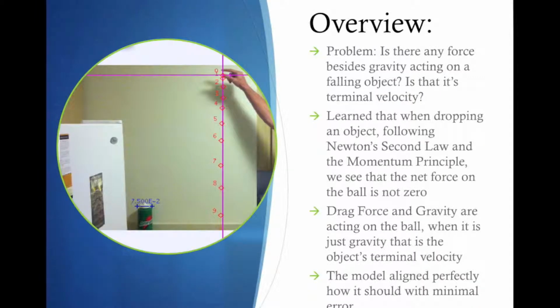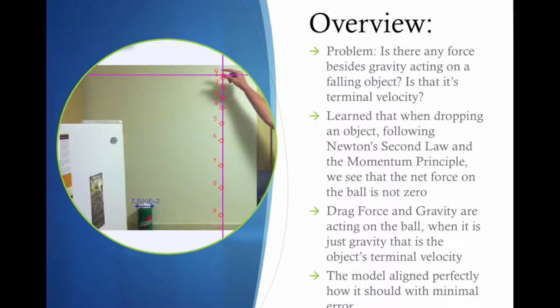So first things first, the problem. The problem was, is there any force besides gravity acting on a falling object? Is that its terminal velocity? So the object I picked was a small styrofoam ball. It was about the same size as a ping pong ball.